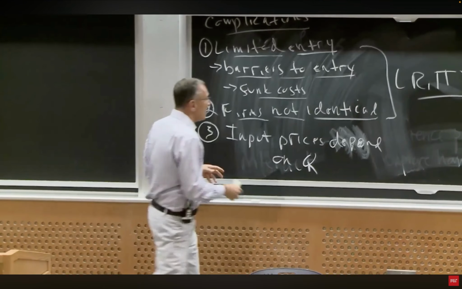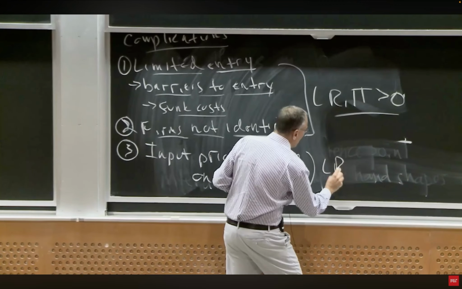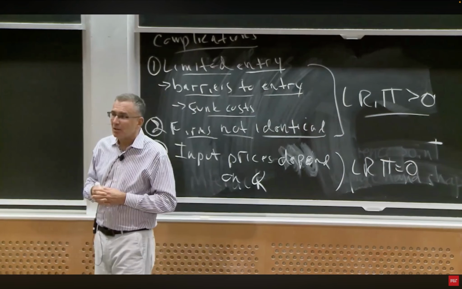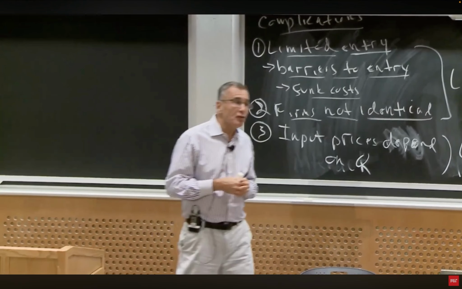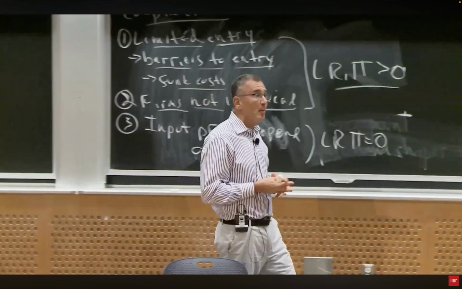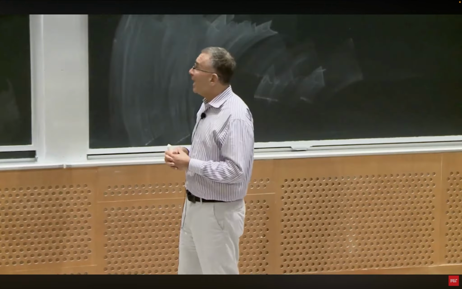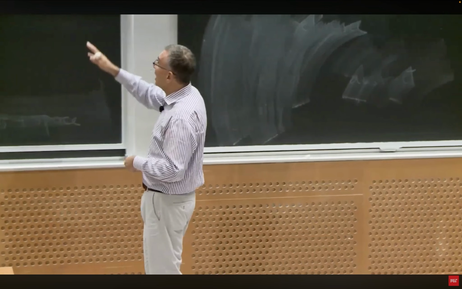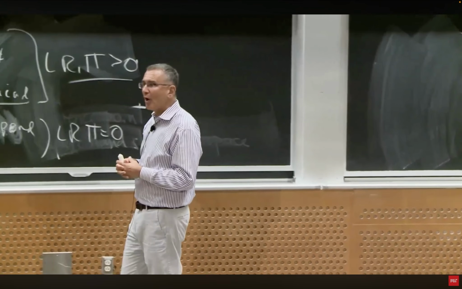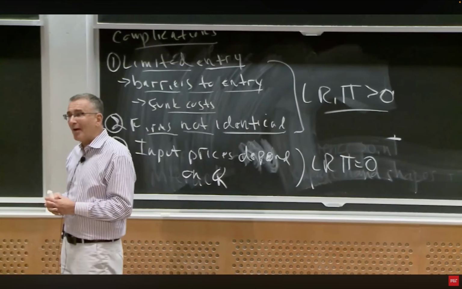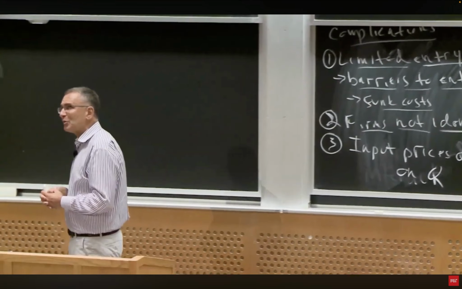But in case 3, long-run profits are still zero. It's an important distinction. Firms are still producing at the minimum average cost. Every firm is. It's just that the supply curve is upward sloping. So I said this is a complication which doesn't explain the law. That's why I backed off and said there's no long-run profits. There are still no long-run profits, but there is a long-run upward sloping supply curve.